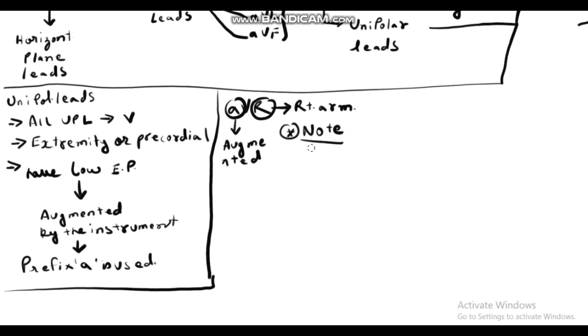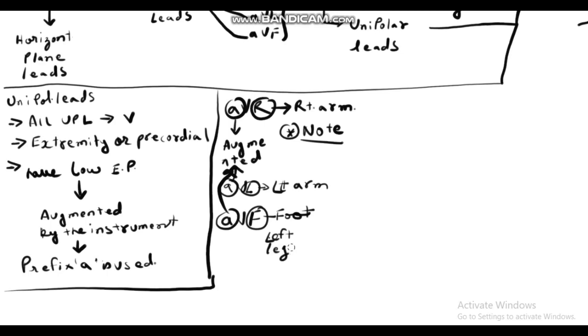Note: all the limbs can be viewed as extensions of the torso, so it is immaterial whether the electrode is placed on the wrist, arm, or shoulder, as in the case of amputation. In AVR, A is augmented and R is the right arm, AVL is augmented, L is the left arm, and in AVF, A is augmentation and F stands for foot, that is the left leg.